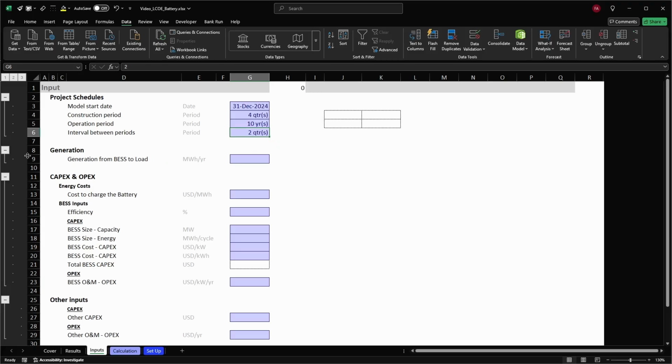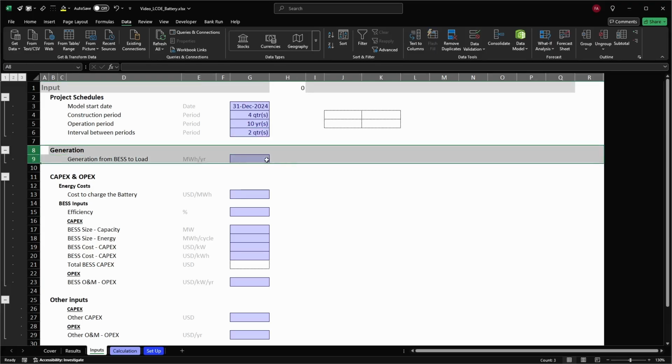All right, so what is the assumption here? The assumption for this model is that the battery system is going to receive or charge itself from an external source. It doesn't really matter where the source comes from. What matters here is the cost of this electricity that we are receiving.